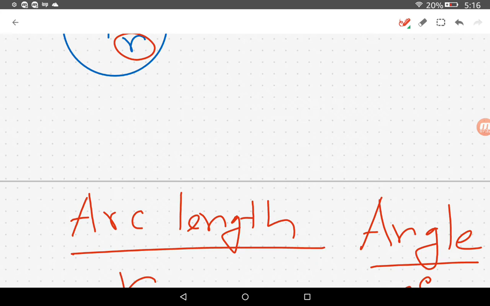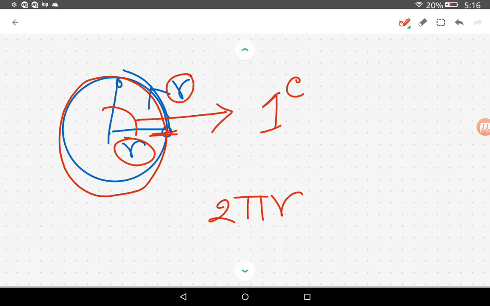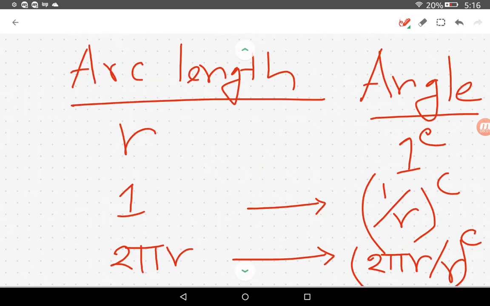Because for this circle, if I start walking from this point and walk through the circumference of the circle and come to this point again, then I have actually traveled the circumference of the circle, and we know that the length of the circumference of a circle is twice pi r. So if we consider the arc length twice pi r, that means we are considering the whole circle, and it is producing twice pi radian at the center of the circle.